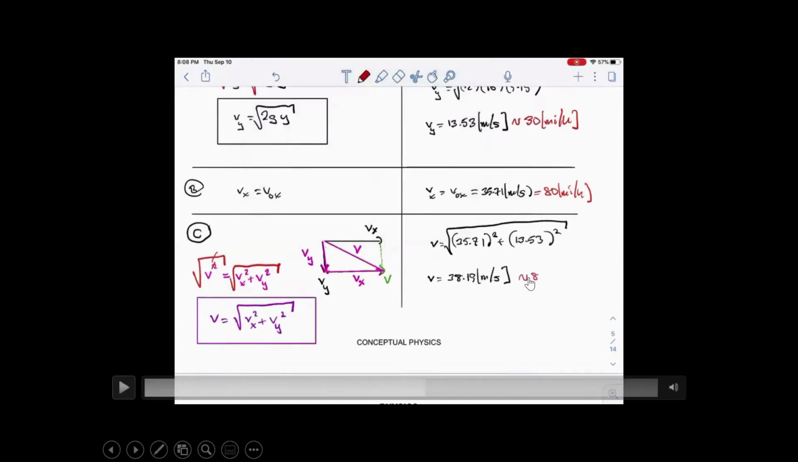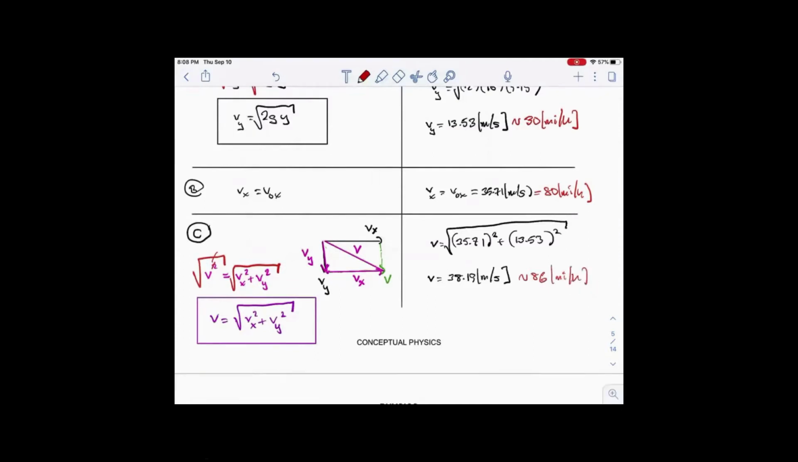All right, so in terms of meters, this is what you get, but you're interested in the speed in terms of the units that you're interested in. That's 86 miles per hour. So the impact that you saw was a guy hitting the water at 86 miles per hour.